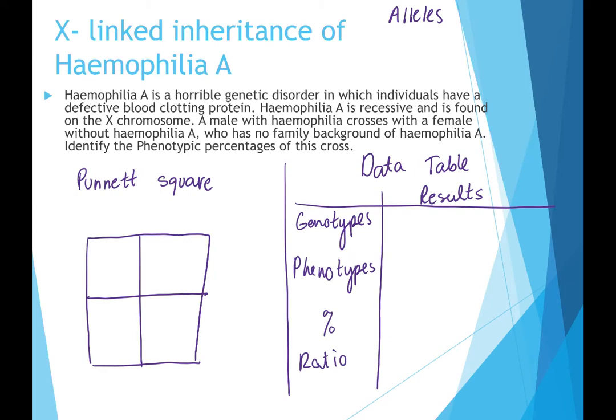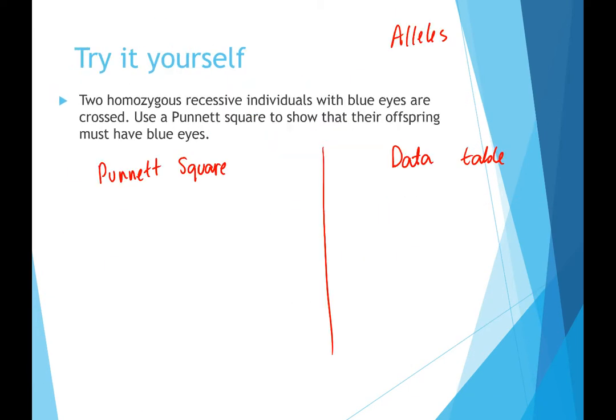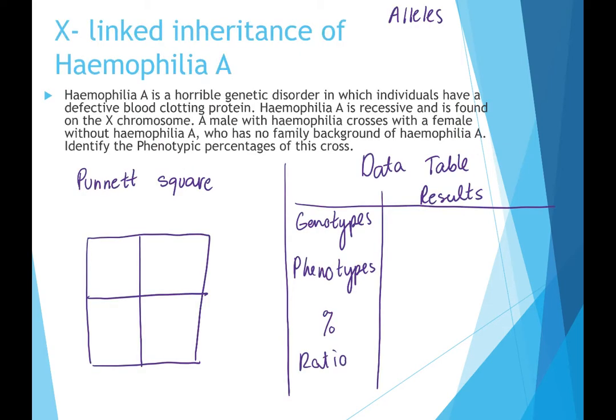All right, so that's monohybrid inheritance on autosomal chromosomes. Okay, so these are the autosomes, but we can actually talk about monohybrid inheritance in terms of the X chromosome and the Y chromosome, so the sex chromosomes. And a great example of this is hemophilia A. What hemophilia A is, it's a horrible genetic disorder in which individuals have a defective blood clotting protein. Okay, and hemophilia A is recessive and is found on the X chromosome.